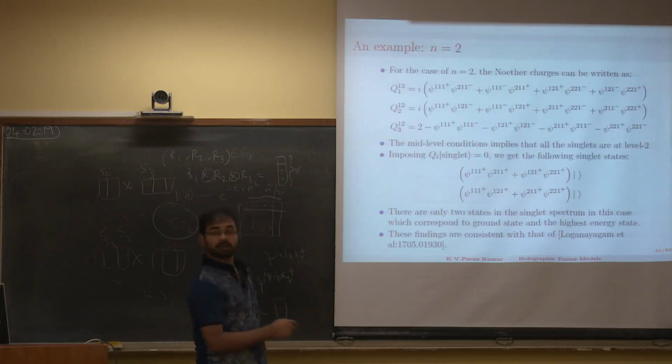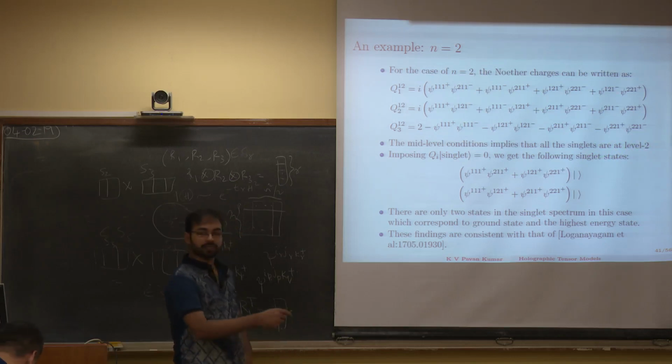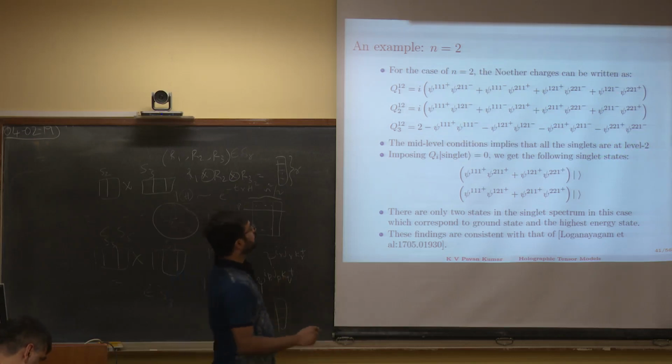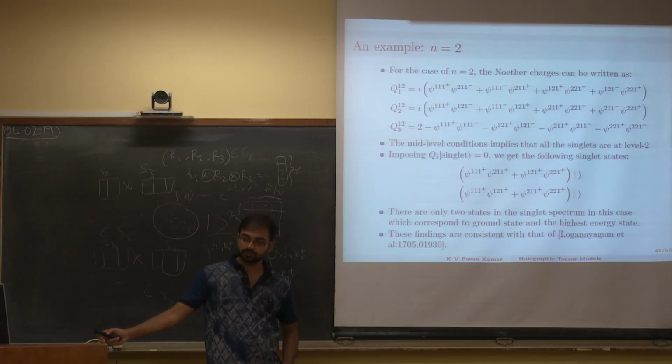Here we find the singlets for n equal to 2, and for n equal to 2 these are the Noether charges. From the mid-level condition, we can show that all the singlets are at level 2 because there are 4 creation operators in this case. Sorry, just to say, under the U(1) that you were talking about, for any representation of O, it's probably true that the spectrum is symmetric under that U(1). For every state with plus, there's a state with minus. So that uniquely fixes it.